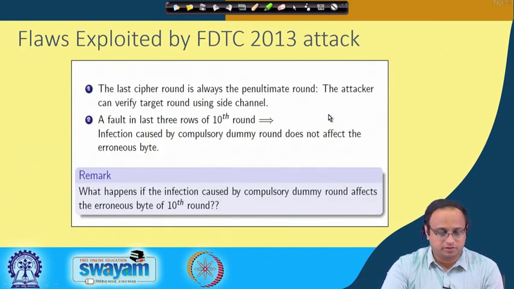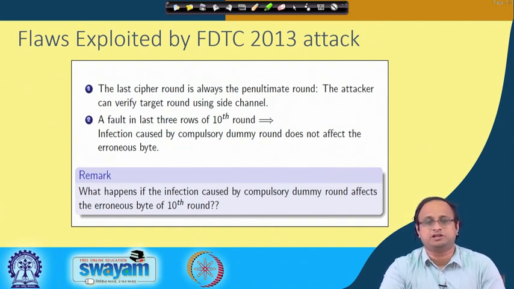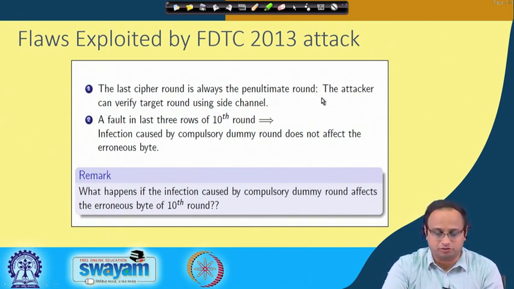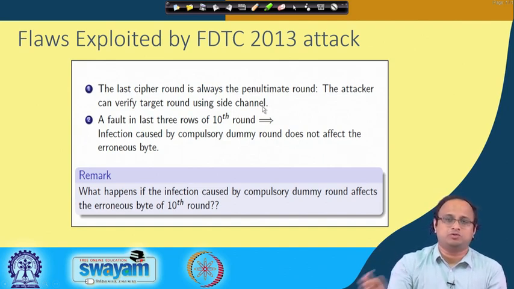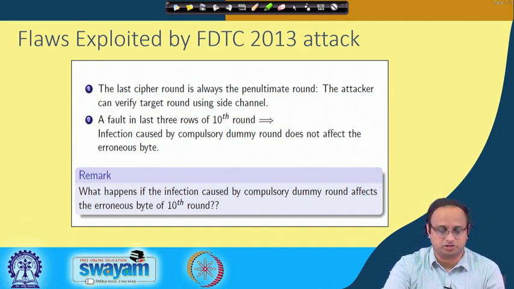Now if I summarize what we have seen, the reason why it works is because the last cipher round is always the penultimate round. Remember that the final round comes before the final compulsory dummy round, which is the 15th line in my algorithm for the infective countermeasure. Then you will find that the last round is always a cipher round, and therefore the attacker can verify the target round using side channels, because it can know when the penultimate round is happening, and can say with certainty that this is the 10th round in operation.